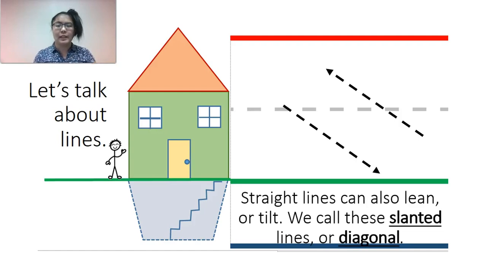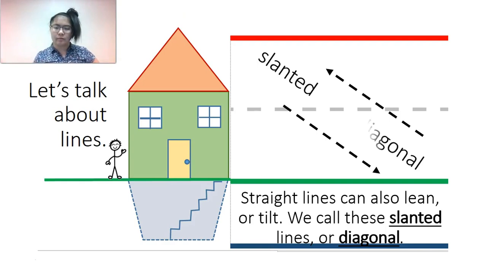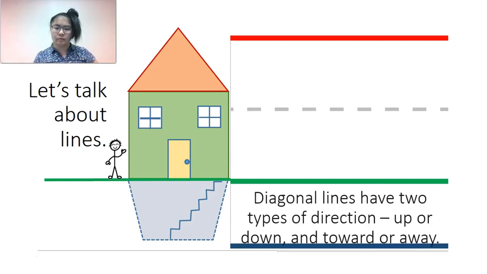Next, we have straight lines can also lean or tilt. So we call these slanted or diagonal. Diagonal lines have two types of direction. They either go up or down, and then they either go toward or away. So they could go up and away, or down and towards, or down and away. So a lot of combinations.